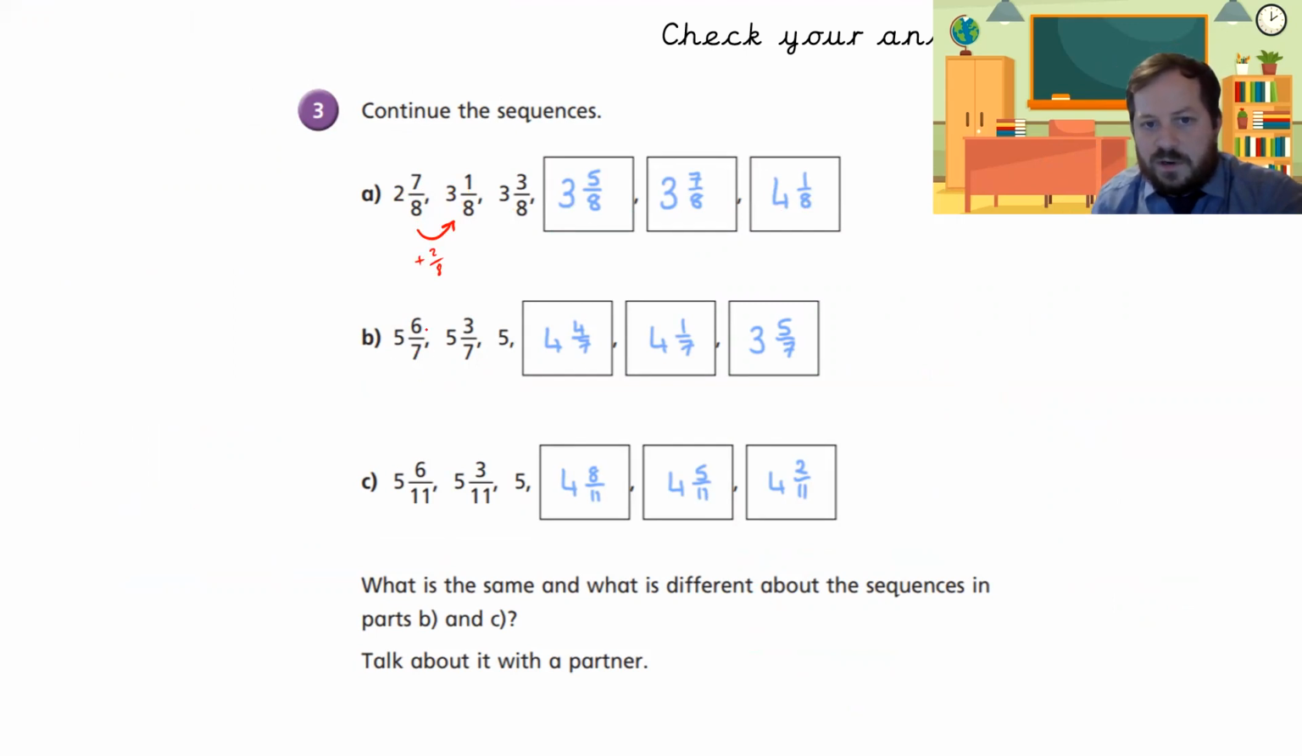This one here, what's the relationship between this one and this one? Well, I go from 5 and 6/7 to 5 and 3/7, so I must be taking away 3/7 each time. And I work my way down. And the last one here, I'm going from 6/11 to 3/11, so I must be minusing 3/11. And you can keep that trend up as you go down. What is the same and different about the sequences in parts A, B, and C in Talk with Your Partner? The difference is that we're taking away here. And no number lines.